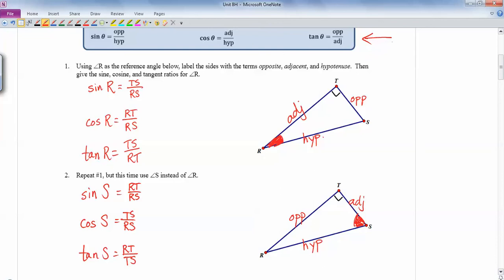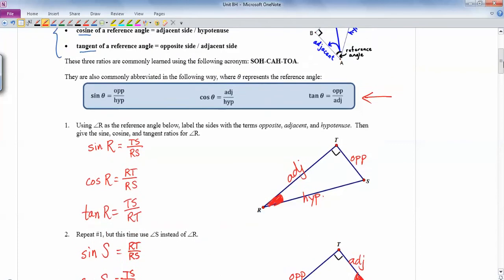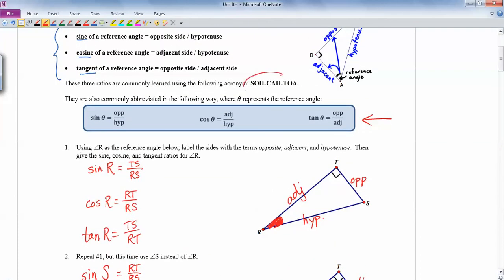By the way, there's a word that gets used in pretty much every American class that teaches these three trig things. It's this word right here, Sohcahtoa.